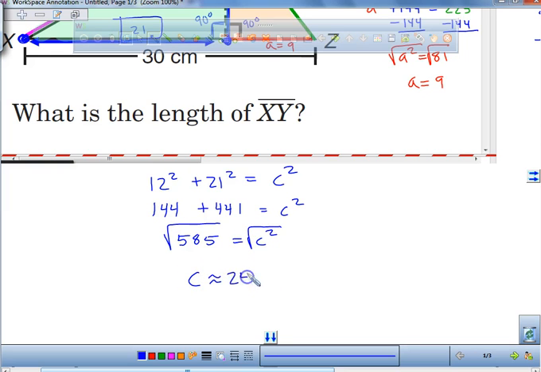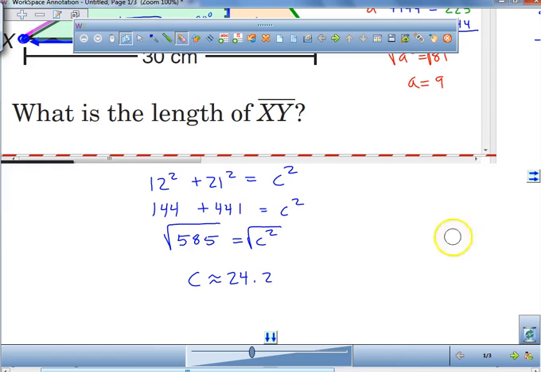to about 24.2. By the way, I think the square root of 576 is 24. All right, so 24 squared is 576. So you can see how this is going to be a little bit bigger.